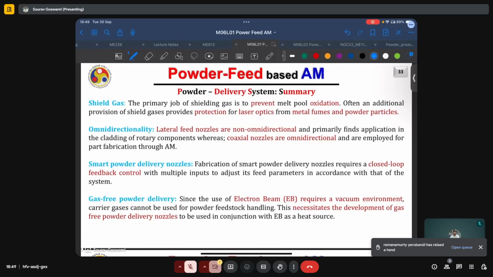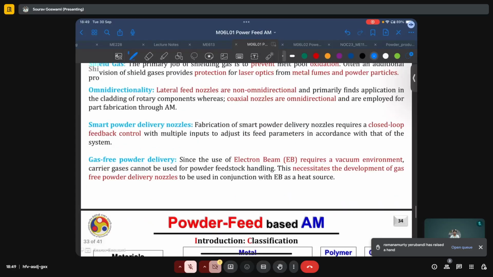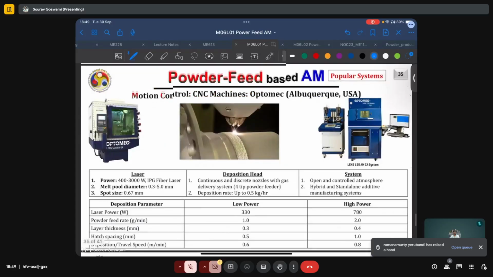And especially since the advent of electron beam technology, which requires a vacuum environment, carrier gases cannot always be used for powder feedstock handling. We also saw some of the other advantages of using non-pneumatic powder delivery, such as the better surface roughness, the lower porosity, and the increased, say, bead cross section. And all of these considerations have necessitated the development of gas-free powder delivery nozzles to be used in connection with electron beam as the heat source.